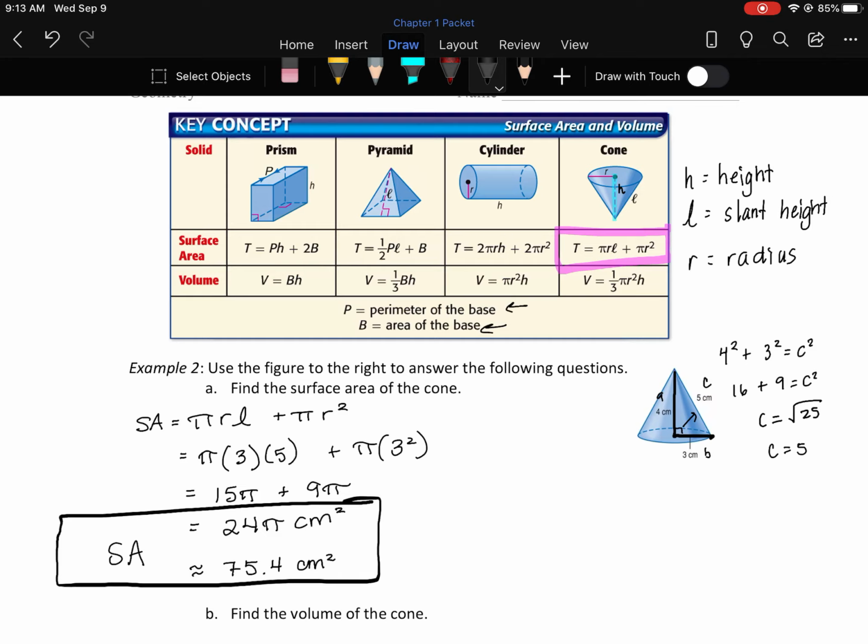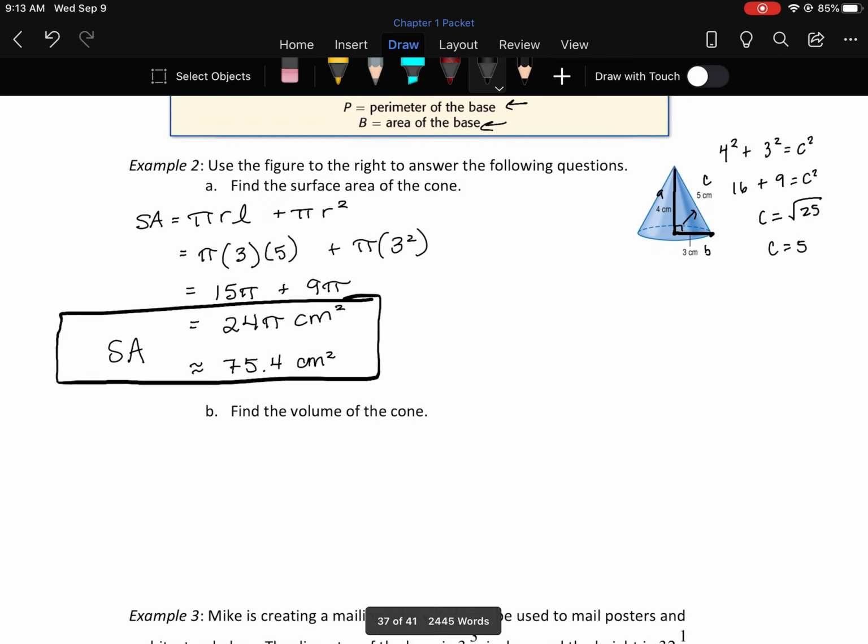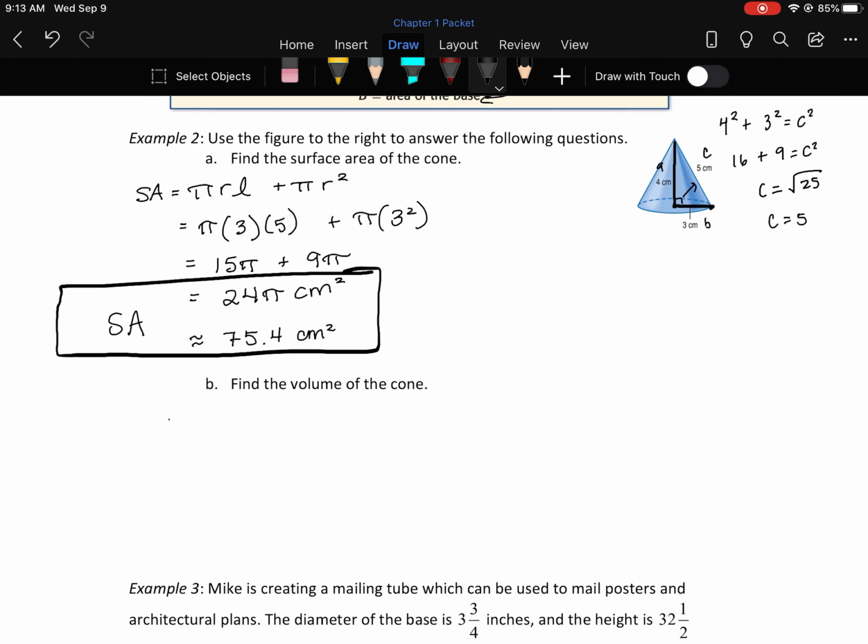And again, you don't have to memorize these formulas. You'll be able to use your formula sheet. All right, now part B for volume of that cone. So if we look at the formula, volume is 1/3 pi r squared h.